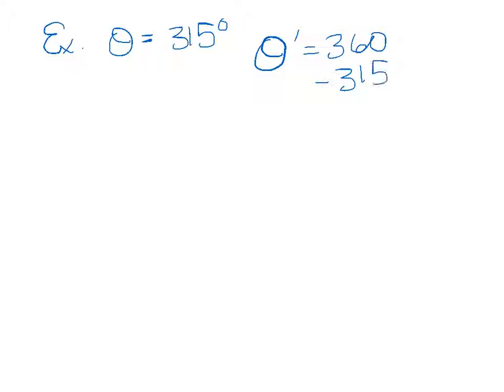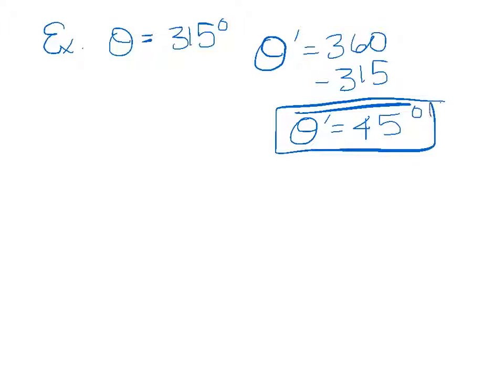Let's try an example where theta is equal to 315 degrees. I need a reference angle for this. The reference angle needs to lie between 0 and 90, and the only numbers I can play with are either 180 or 360. So I'm going to say theta prime is equal to 360 minus 315, subtracting, getting 45 degrees. So theta prime equals 45 degrees.